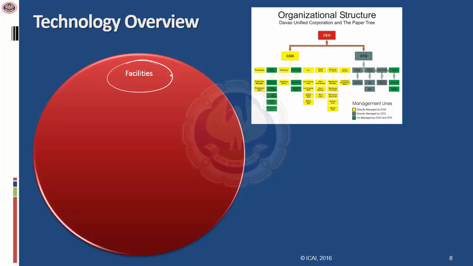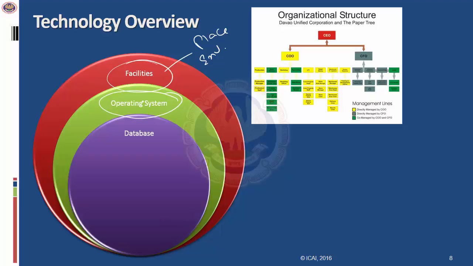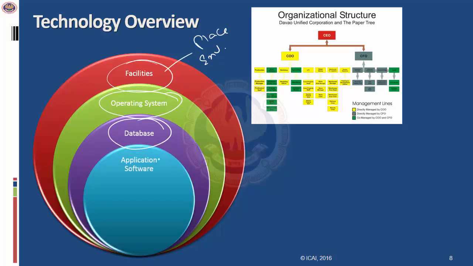What is meant by the facilities? It is the place, the environment for the purpose of running the information technology. You have the operating system, which is actually the heart of the computer, which makes the computer resources available to the user. Then you have the database, which actually stores all the data. This database is accessed through the application software. The application software is the one which actually runs the business, which is accessed by the users.